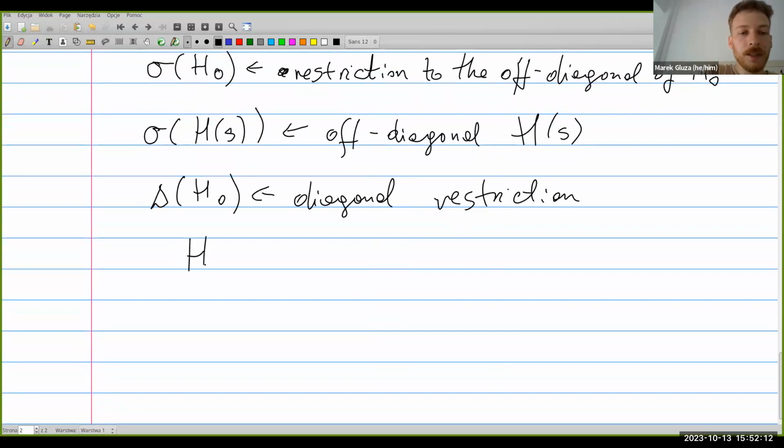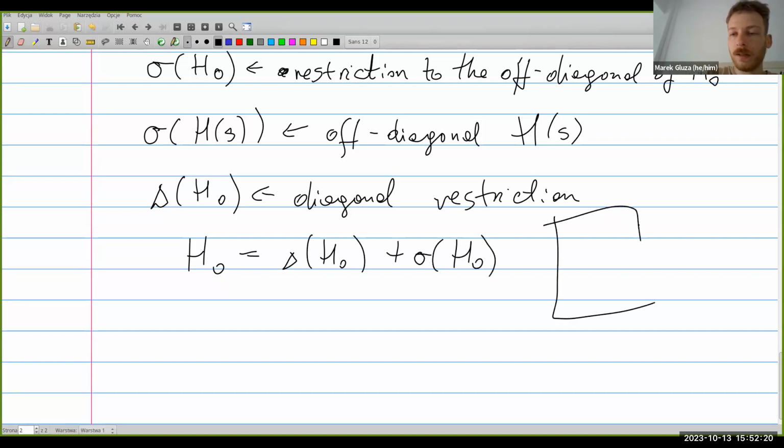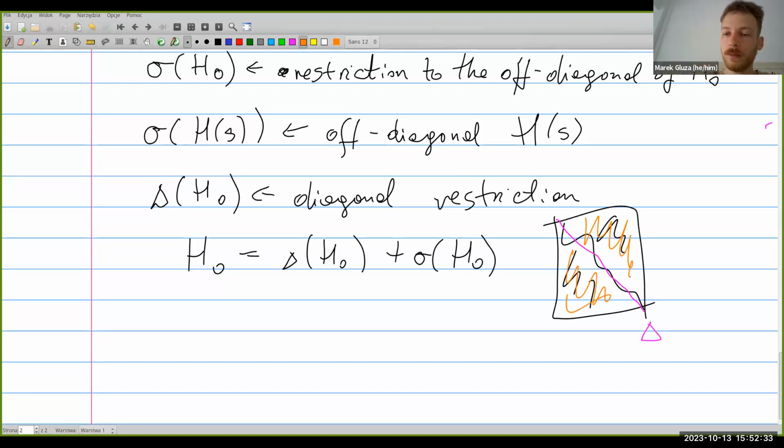So you see what I'm doing? I'm splitting H zero into the diagonal part and the off diagonal part. So you give me some matrix, and this is delta, and everything away from the diagonal is sigma. Okay, just this kind of split.